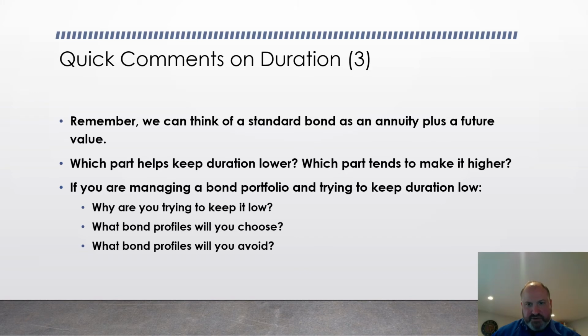Anyway, if you're trying to keep your bond duration low, you're going to keep short maturities, and you're going to keep in bonds that pay fairly large coupons, relatively large coupons. You will avoid really long-dated bonds, and you will avoid zero coupon bonds. Okay? Let's go on.